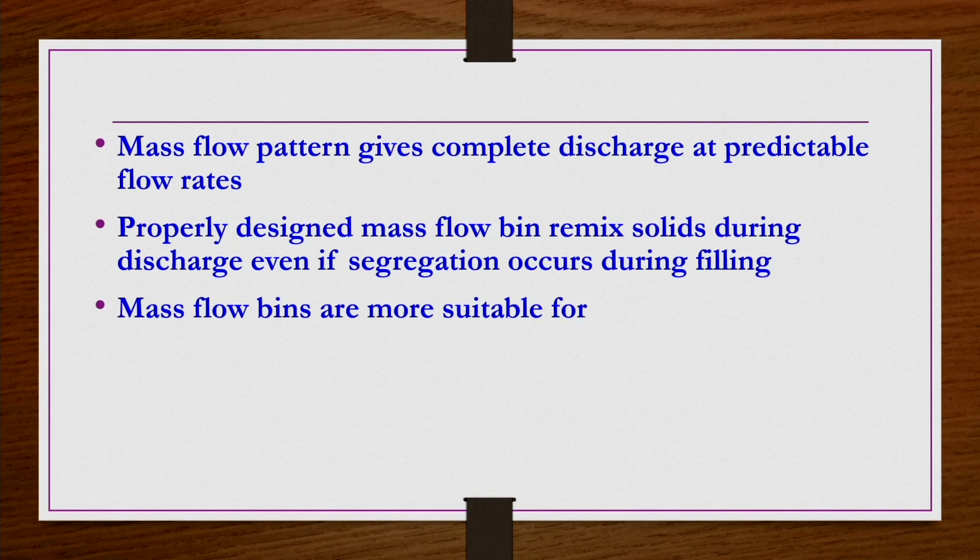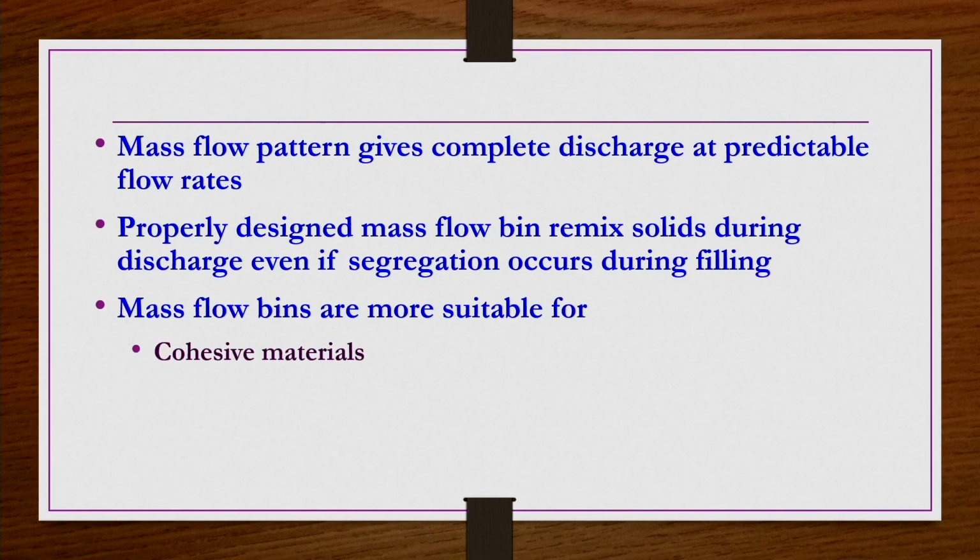Mass flow bins are more suitable in general for cohesive materials, because cohesive materials are in general very difficult to flow. If hoppers or mass flow bins are designed in such a way that they ensure a mass flow pattern, then it is always better to use them for cohesive material. Such bins should be used for cohesive material because cohesive materials coagulate amongst themselves and form bigger lumps. So it is always better to have mass flow bins for such materials.